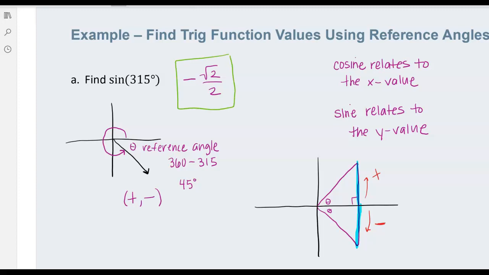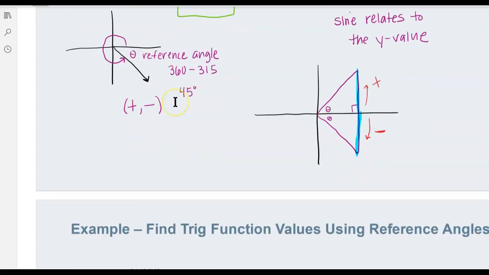You can plug this into the calculator to check. Plug in sine of 315 degrees. Make sure that your calculator is in degree mode. But again, on an exam, I want you to draw a picture and show me the reasoning of how you got it, to show that you know how to find this without just using a calculator.